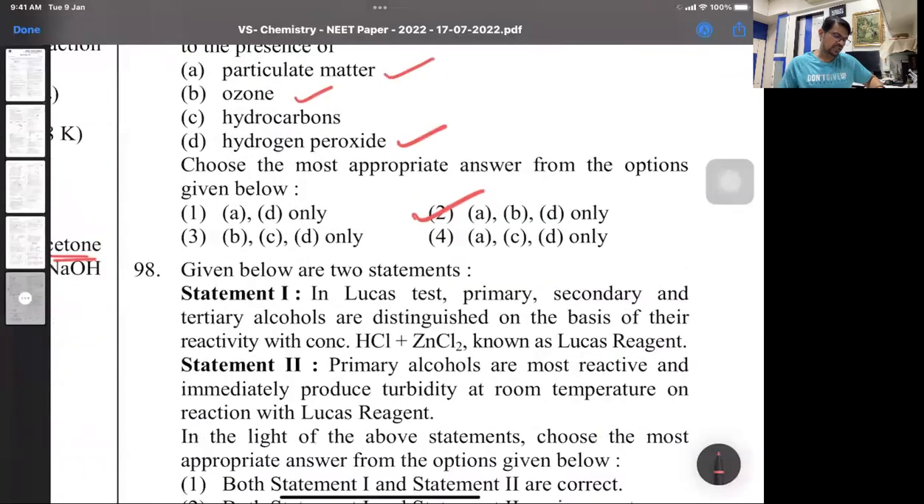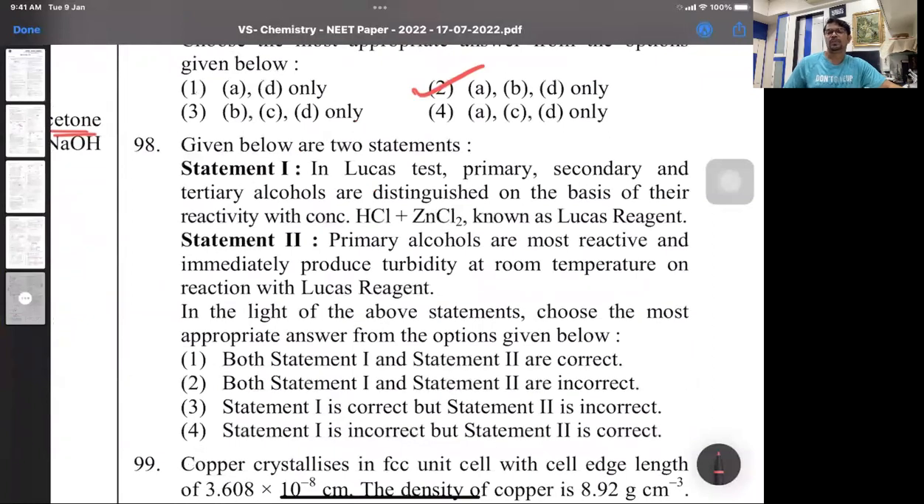Then 98. In Lucas test, primary, secondary, tertiary alcohols can be distinguished by a mixture of conc HCl and ZnCl2, correct. Primary alcohols are most reactive and give immediate turbidity at room temperature. This is a false one. In fact, it's the other way around. 3-degree alcohols are the ones which give immediate turbidity because it's a cleavage of the R-O bond. So in alcohols, if you observe, it is the cleavage of the R-O bond. So the greater the bulk of the alkyl groups, the more the plus I effect, the bonds will break faster.